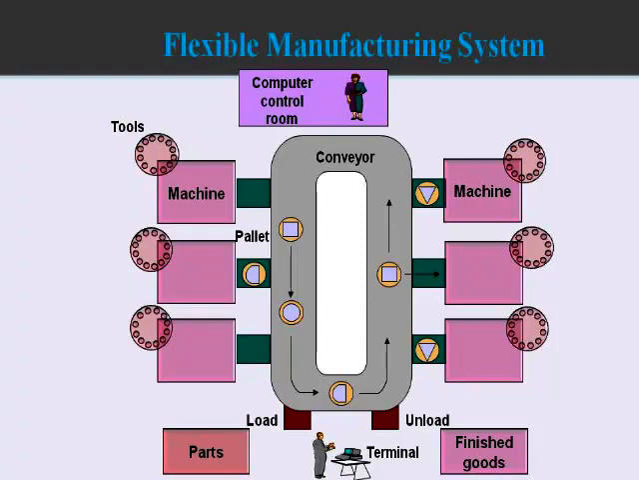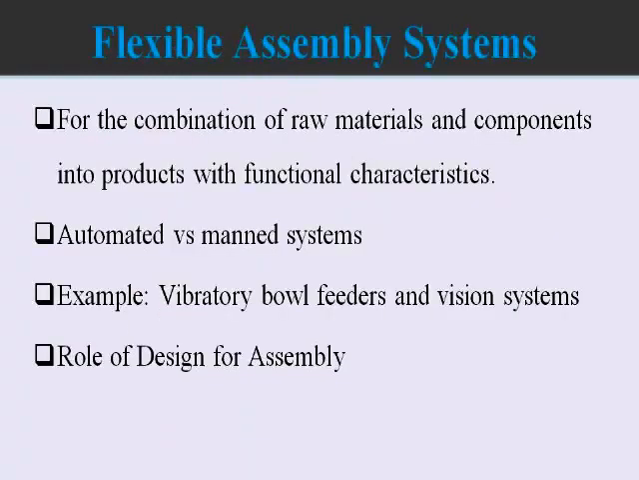Like that, the machines work, and the supervisory controller or computer controller will take care of the utilization of the tools and movement of the parts among the machines, everything. And at the end of the processing, we get finished parts at one end, which can be unloaded. Flexible assembly systems, we have flexible manufacturing systems.